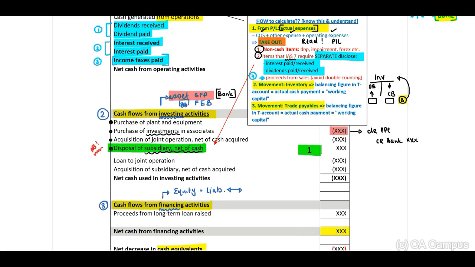Now, cash flows from financing activities. Guys, you need to please look at your equity and liabilities movement, again, relating to the bank account.